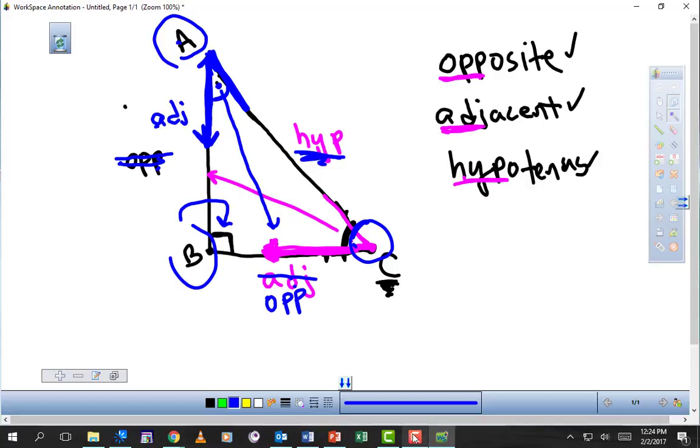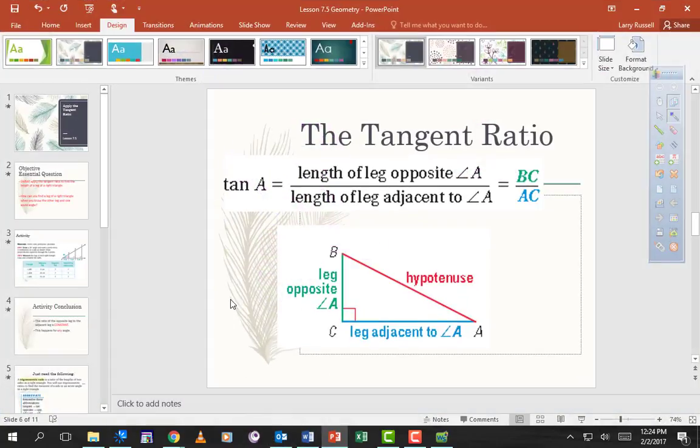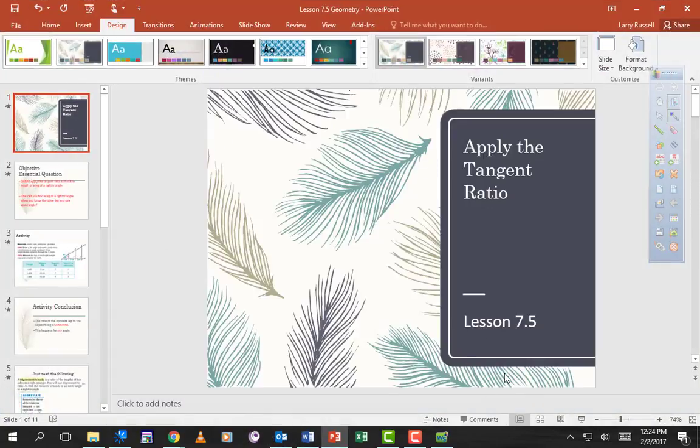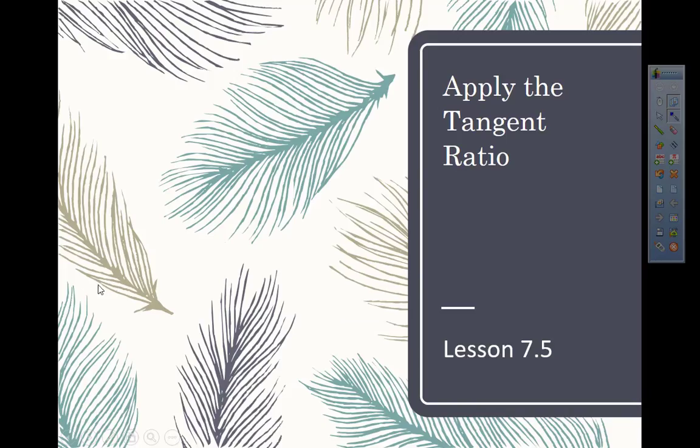And now we're going to go through our PowerPoint a little bit slower and talk about the tangent ratio, okay? So here's my cool PowerPoint I made for you guys. Apply the tangent ratio. How about that? Looks kind of cool. You've never seen this one before, right? Yeah, new.